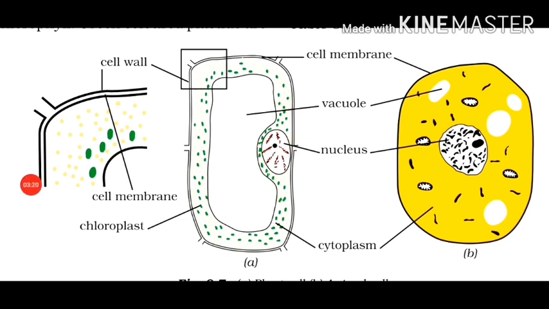Therefore, cell membrane is present in both plant cell as well as animal cell, whereas cell wall is present only in the plant cell and is absent in animal cell. Cell wall, it provides mechanical support to the plant cell. It also allows the substances to pass through it.